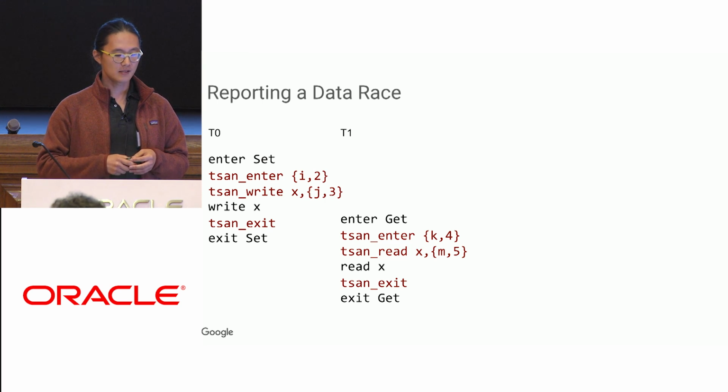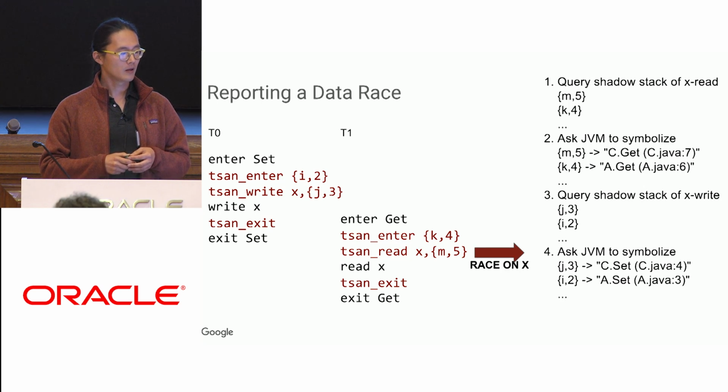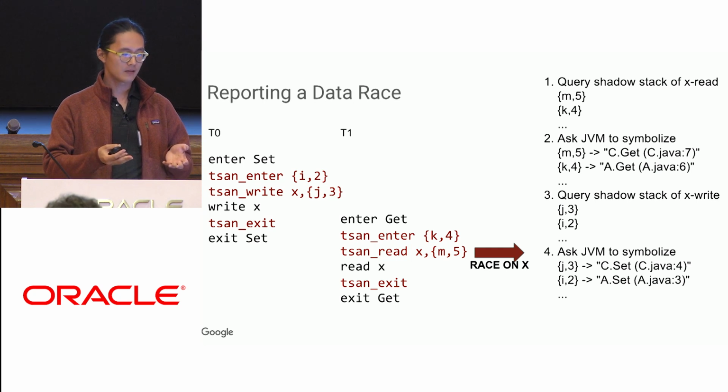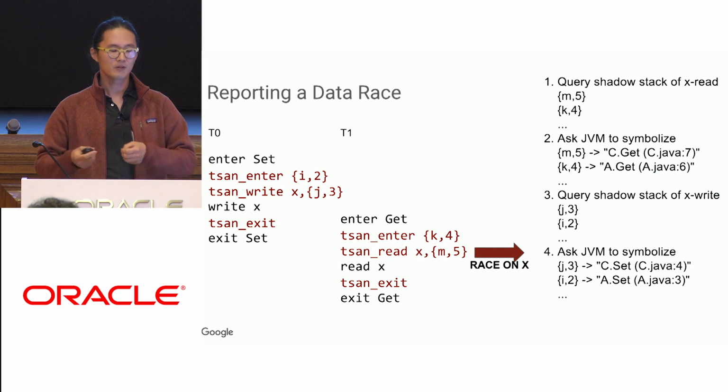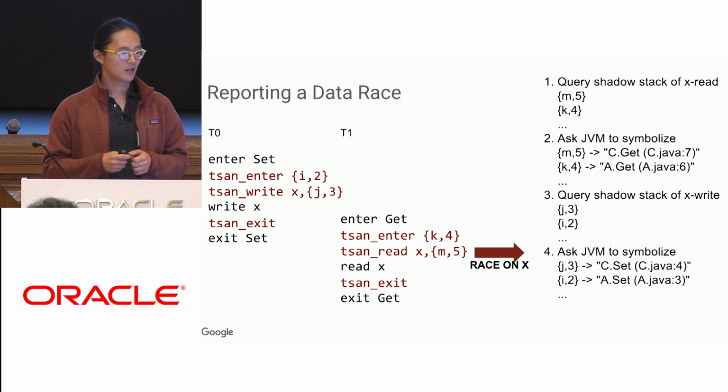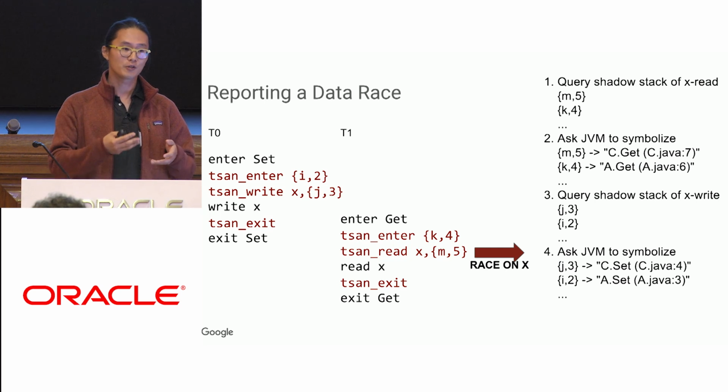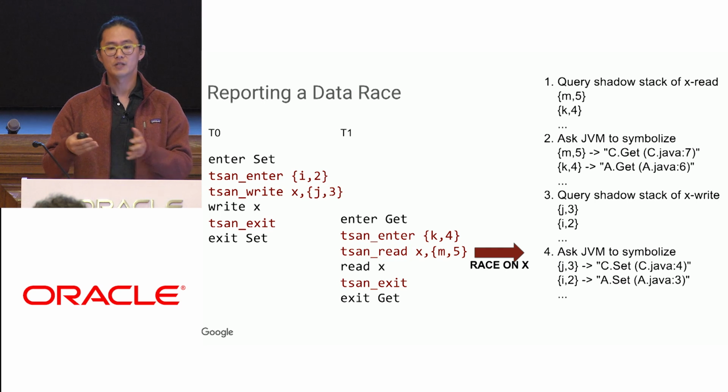And the operations TSAN does to get you that stack trace look something like this. When we do the read and it says, okay, there's a race on X, it first queries the shadow stack and says the top of the stack is m,5 and the next thing is k,4. Then it says, please symbolize m,5, and the function goes and queries internally in the JVM what the nice C string is, and it'll say something like c.get at line 7. k,4 will do the same thing; we'll go ask the JVM. For non-Java program counters, it has its own internal routine to symbolize.